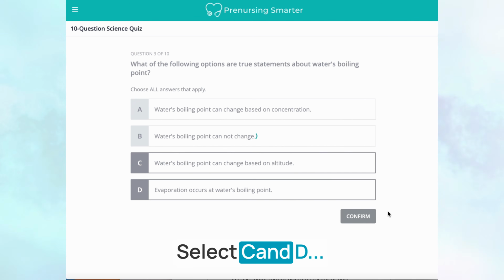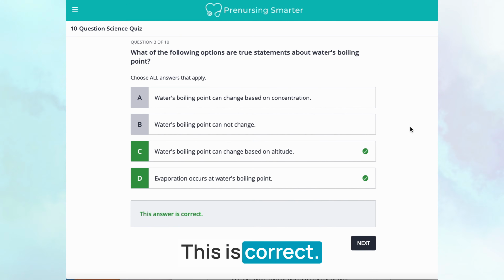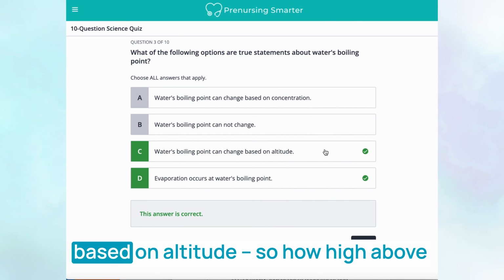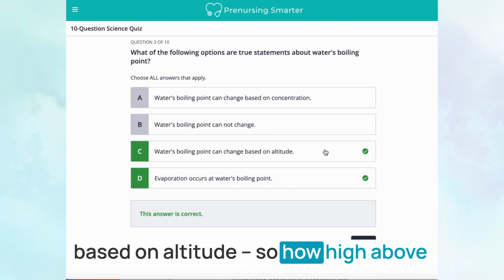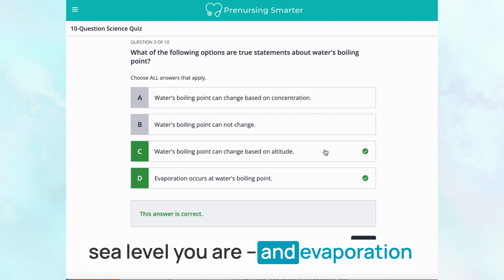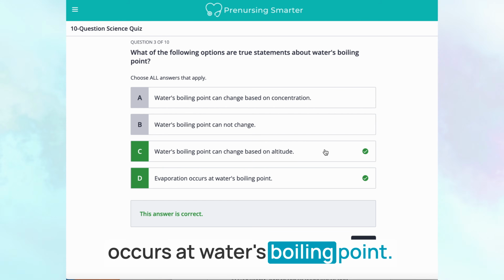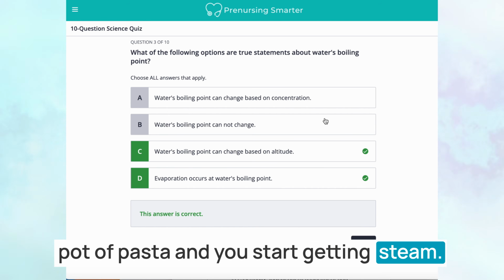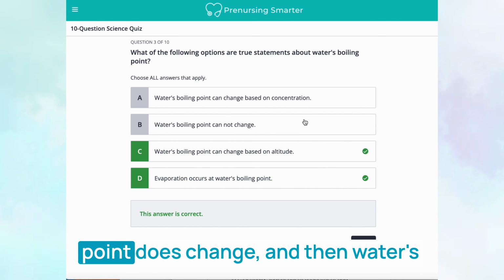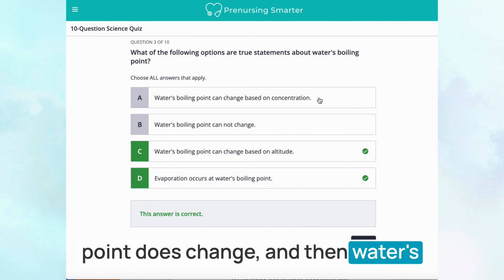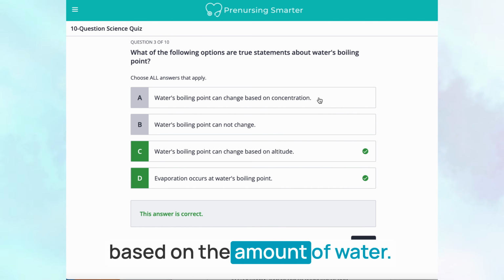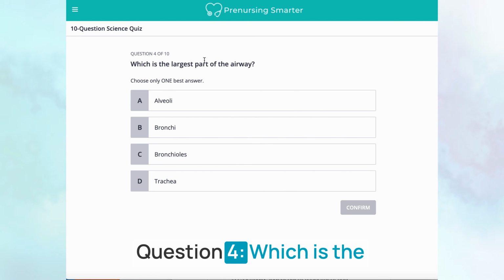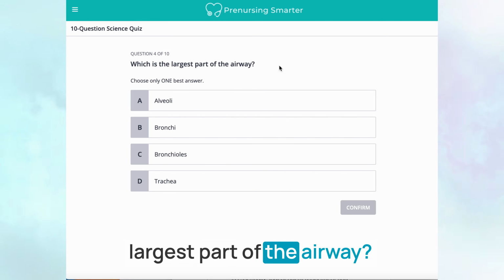Select C and D. This is correct. Water's boiling point can change based on altitude, so how high above sea level you are, and evaporation occurs at water's boiling point. You might see this when you're boiling a pot of pasta and you start getting the steam. B is incorrect because water's boiling point does change, and water's boiling point does not depend on the amount of water.